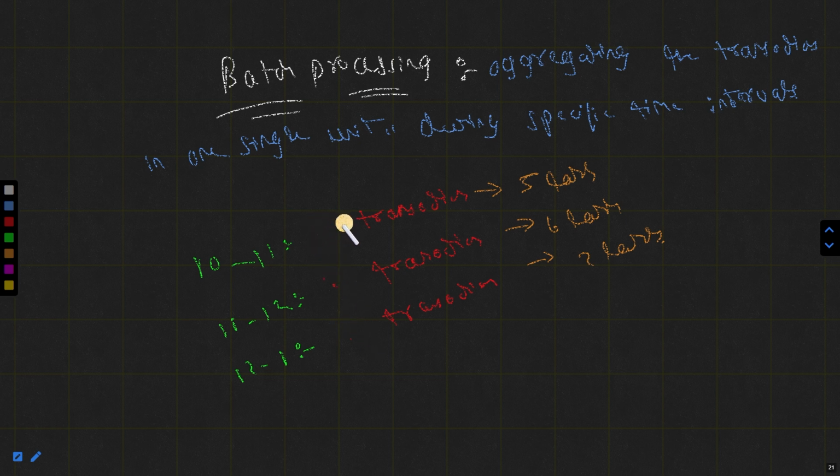Okay, let me write down again in a clear sense. 15, 20 and 10. So if you look at this picture, 15 transactions, 20 transactions, 10 transactions, and when you look at the denominations, 5 lakhs, 6 lakhs, 2 lakhs, these are the denominations. Got it? So you could say that these are basically processed under fixed batches.